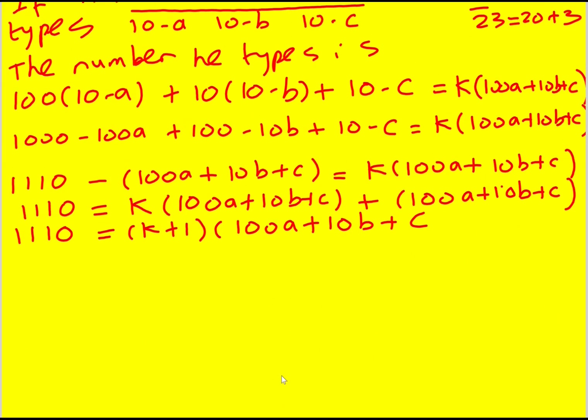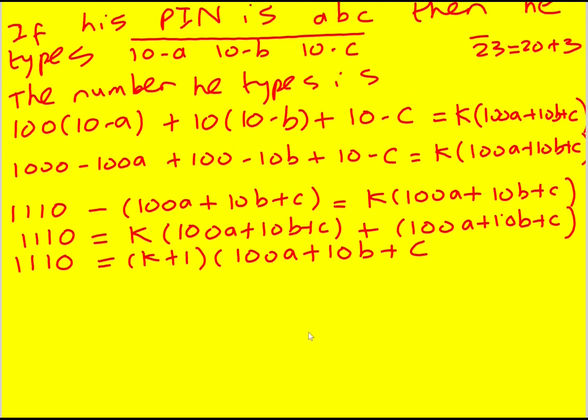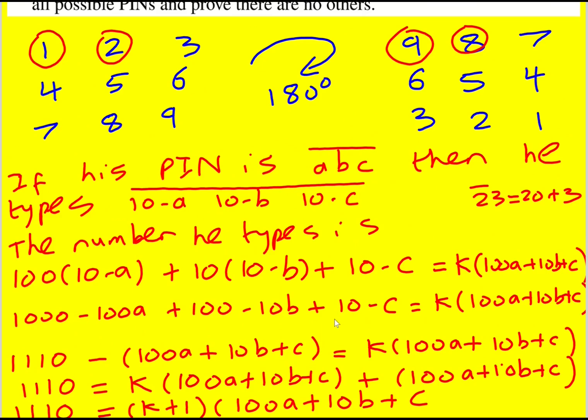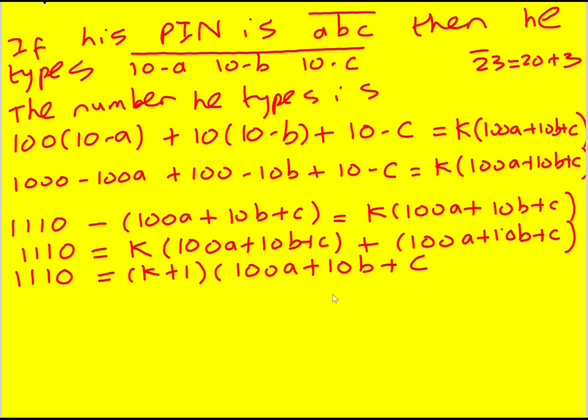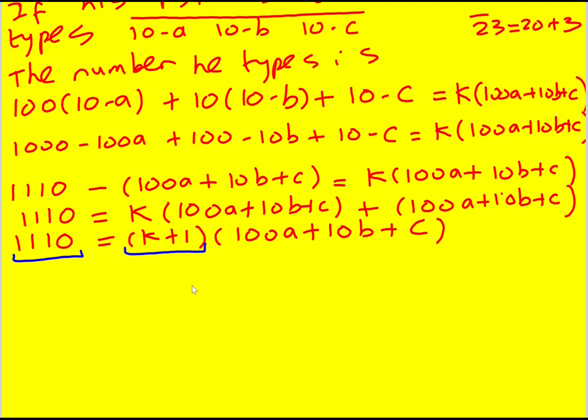Now, when I got to this point in the question, I actually started putting values of K in, which is absolutely fine. You can do it that way. You can systematically work your way down from K equals 9, because it can't be bigger than 9, down to 1. But there is actually a quicker way to do it. I did realize it after a little while, because we know that K plus 1 must divide into 1110. So let's find the prime factorization of 1110.